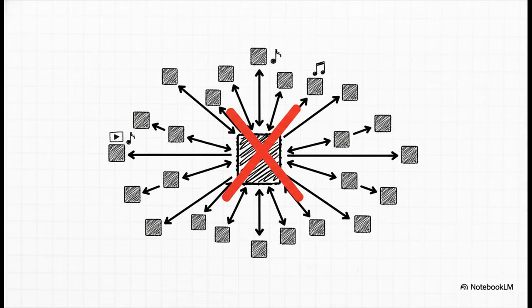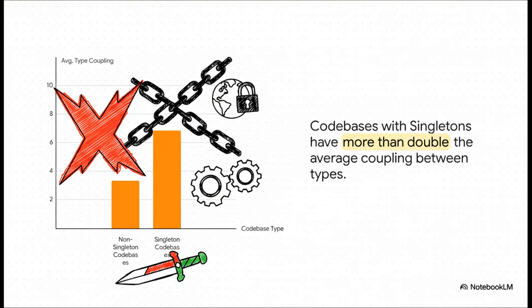But you don't have to take their word for it. Let's look at some cold, hard data. Check this out. Someone actually went and measured this. A study looked at 100 open source projects and measured something called type coupling, which is basically a number that tells you how tangled up and dependent the different parts of the code are on each other. And the results were just wow. Codebases that used singletons had, on average, more than double the coupling. That's not a small difference. That is a massive, measurable hit to how flexible and easy to maintain your code is over the long run.